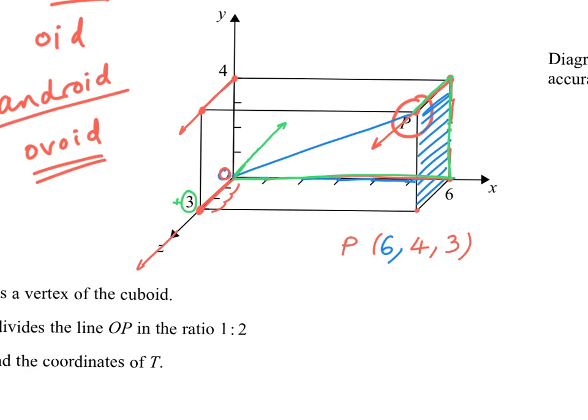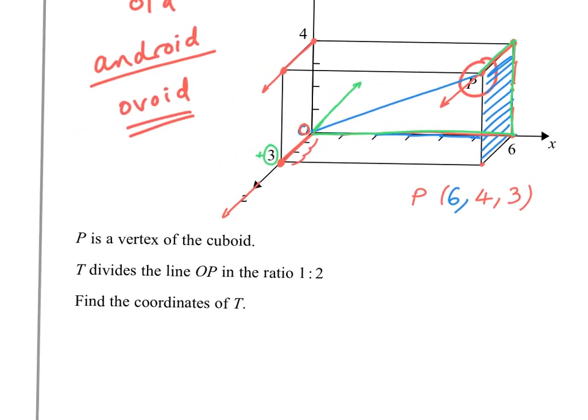It says that T divides the line OP in the ratio of 1 to 2, so 1 part to 2 parts. So that's the next thing to look at. Well, when you've got this ratio, how many parts do you have? You have 3 parts. So if we were to split the coordinate down here into its parts, if we divided each of them by 3, because there'd be 3 parts, we'd have 2, 4/3 and 1. So what I've done there is divided this by 3, this by 3 and this by 3.